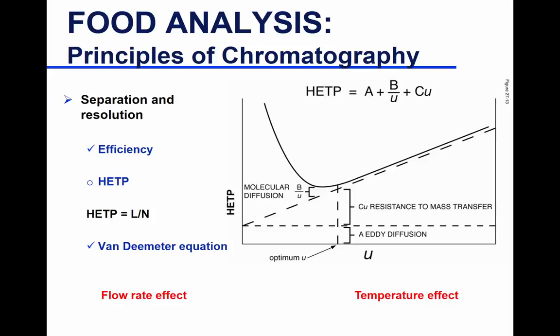So the movement so far is affected by three things: flow rate, temperature, pore size, and how much material you have of the stationary phase. That makes it four things.